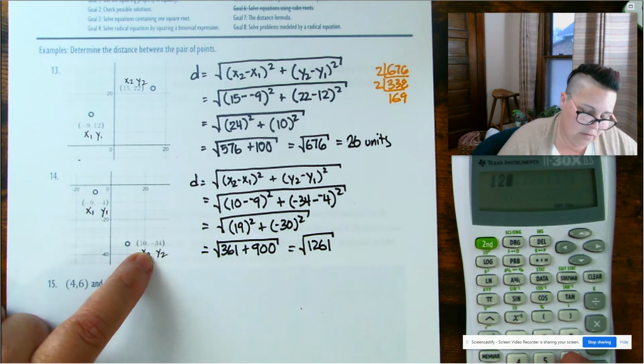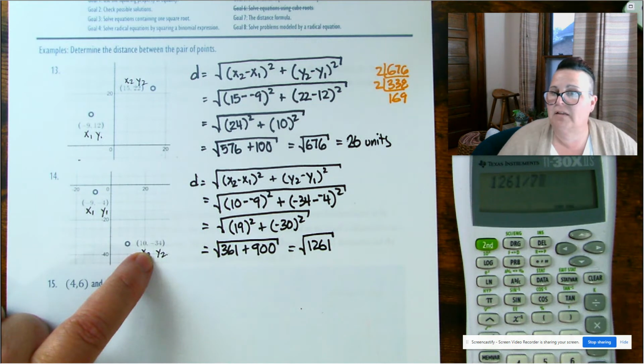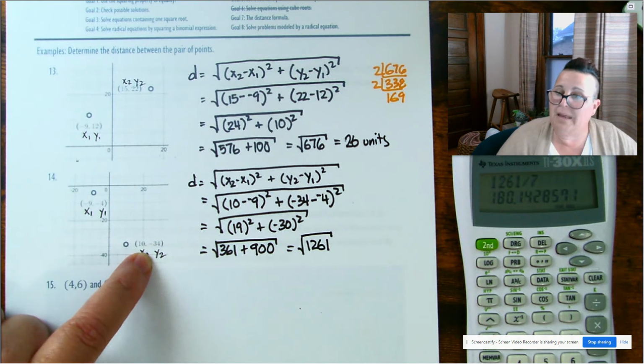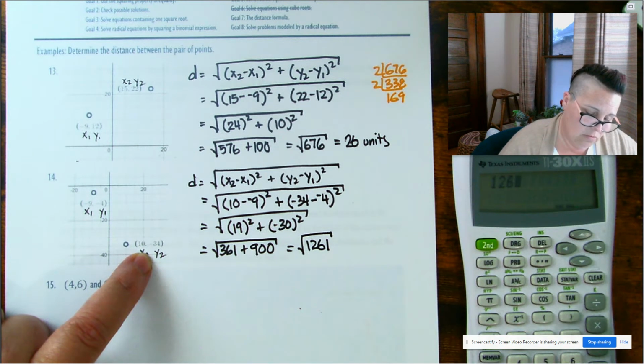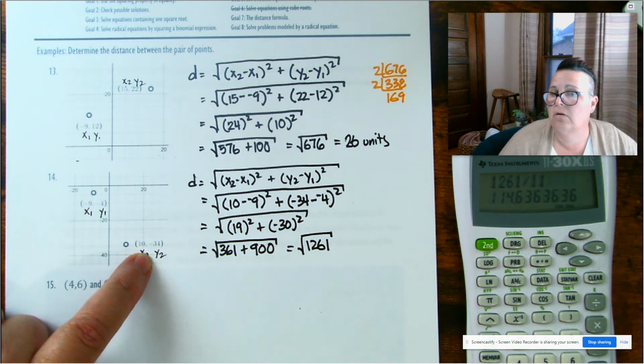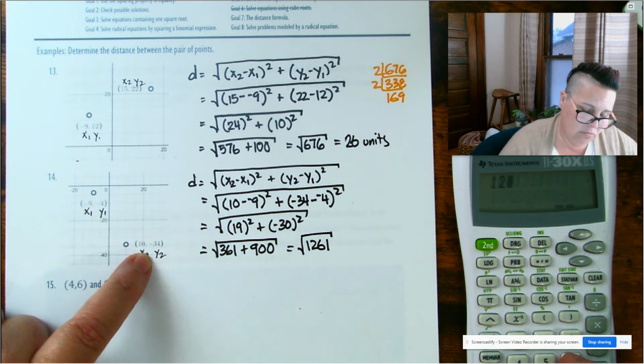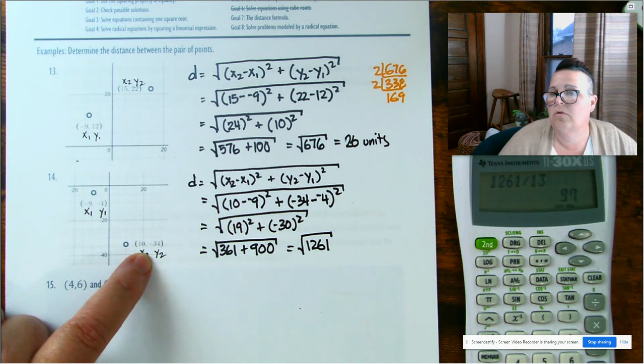7? 1261 divided by 7. Let's try it. Nope. 8 won't work because it's even. 9 won't work because 3 didn't. 10 won't work because it's even. 11, maybe. Nope. 12, it's even. 13, 97. Crap. 97 is prime. Nothing goes into 97.